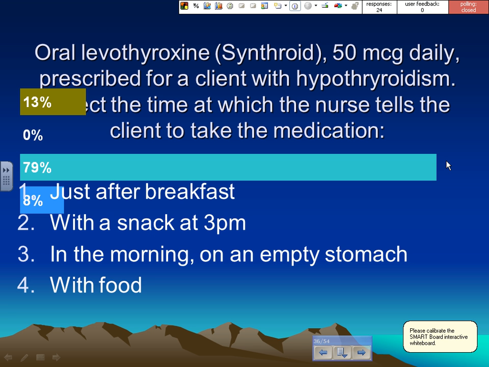But what technique could you have used if you didn't know that? Yes, Mark? Right. Eliminate the similar, pick the one that's different. 3 of the options involve food, 1 doesn't.